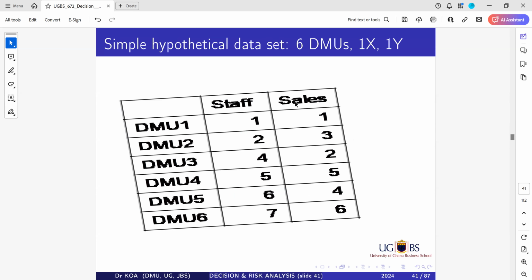Next time we meet, we are going to now take a data set and we're going to draw the efficiency and then measure the efficiency based on three approaches. One, based on ratio analysis. Two, based on regression approach. And finally, three, based on the approach for this discussion, which is data envelopment analysis.